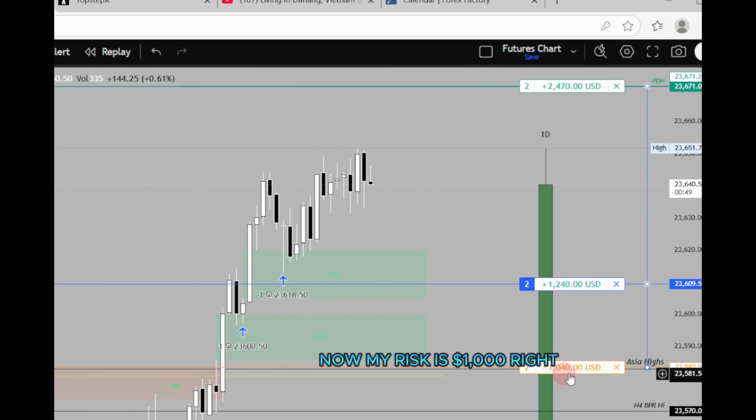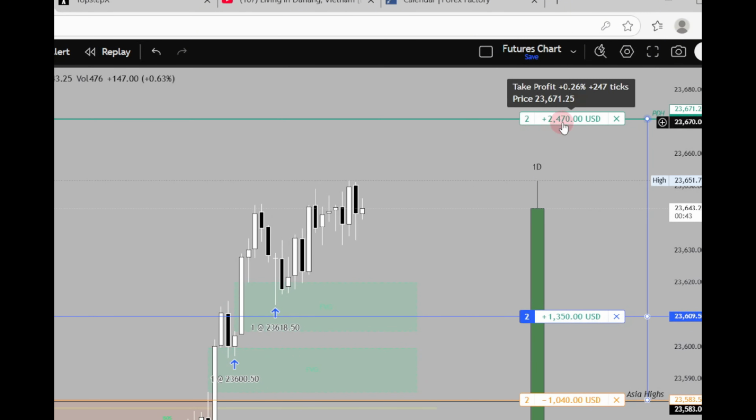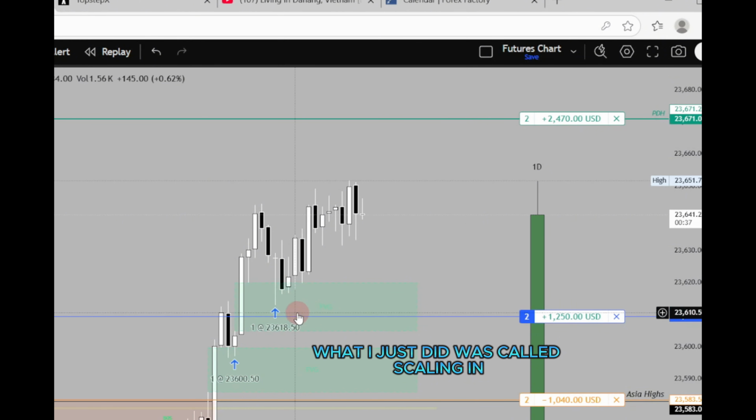Now, my risk is $1,000, and my take profit is 2,400. Still a 1 to 2. What I just did is called scaling in. I am pretty much making more money with less risk.